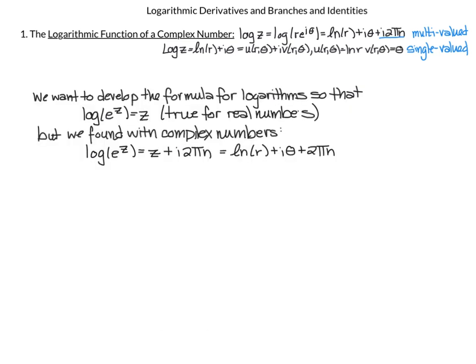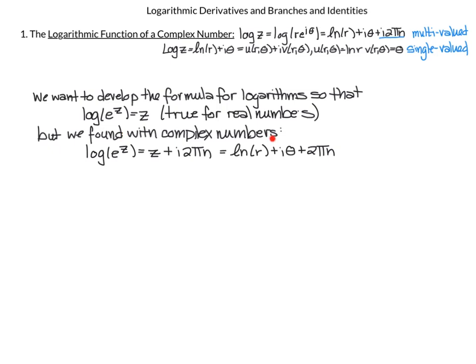To review really briefly, what we talked about in our last video was developing the formula for the logarithmic function of a complex number. And when we developed that formula, we really wanted the log to be the inverse of the exponent, so that log e to the z would give us z. And this is true for real numbers.